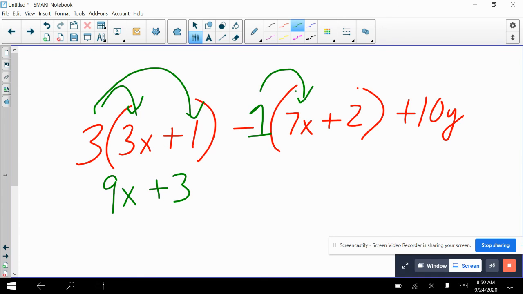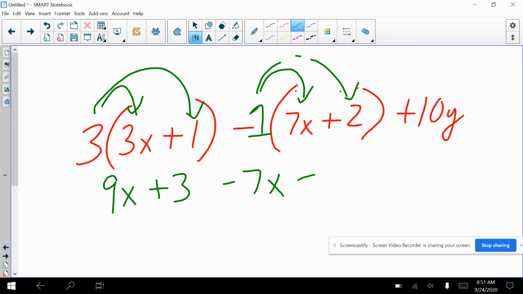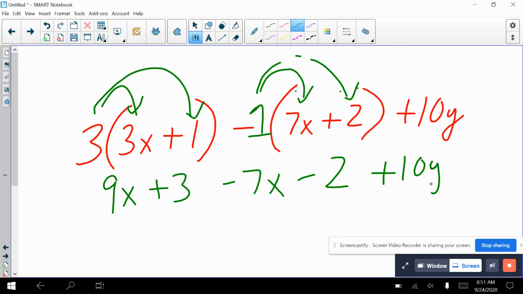Okay, here we go. What's negative 1 times a positive 7? Just yell it out. Negative 7x. Remember that simple rule. If they're different operations, it's a negative. If it's the same operation, the answer has to be positive. Right, so what's negative 1 times a positive 2? Negative 2. There's no x there. Just negative 2, right? Plus 10y.